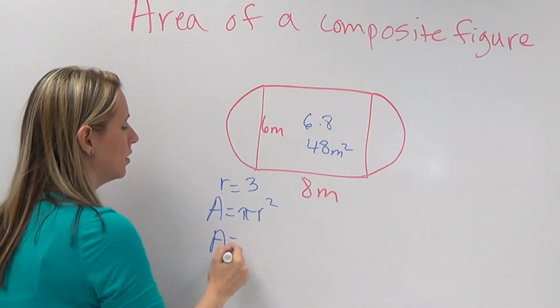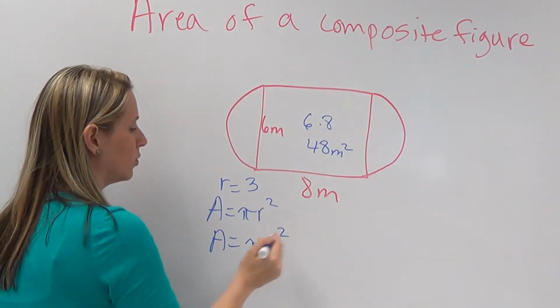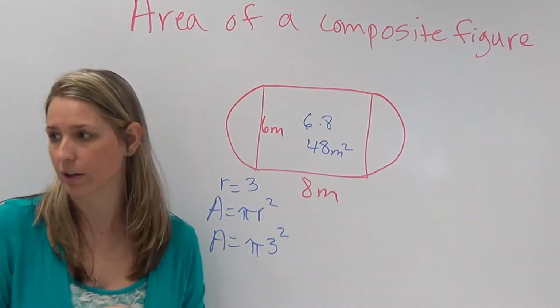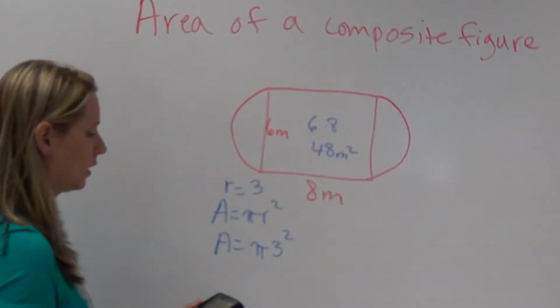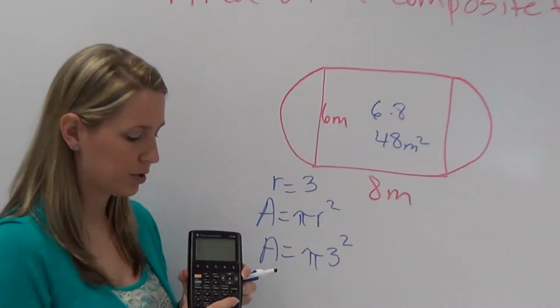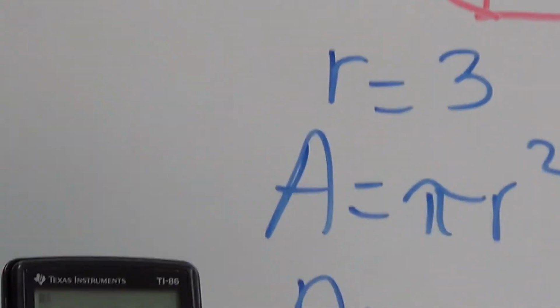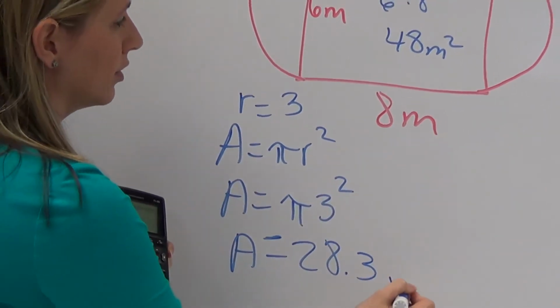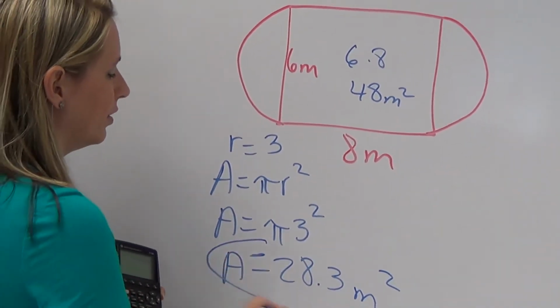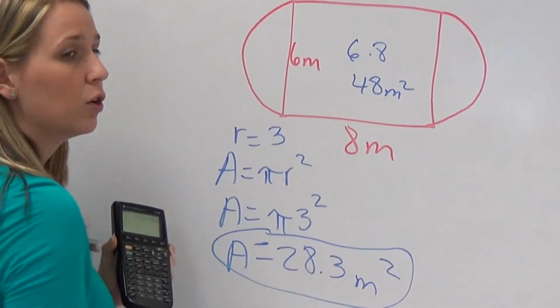So then I just plug that in. We have pi times 3 squared, and you can just plug it into the calculator. Let me grab it. Again, our pi button is right above the house top, so we get second house top. That gives us pi times the radius, which is 3 squared. So we have pi 3 squared. Hit enter, and that's going to be about 28.3 meters squared.